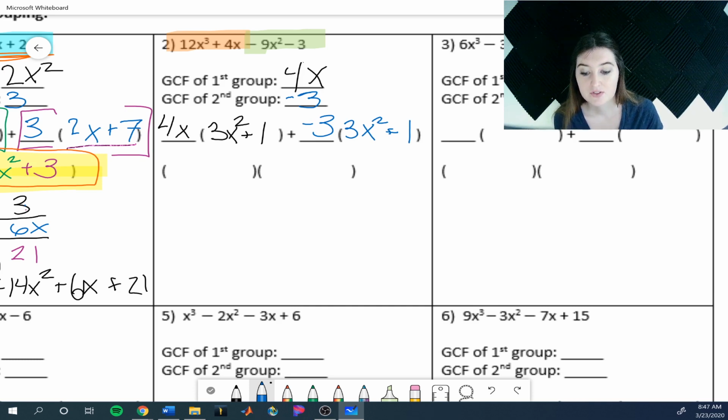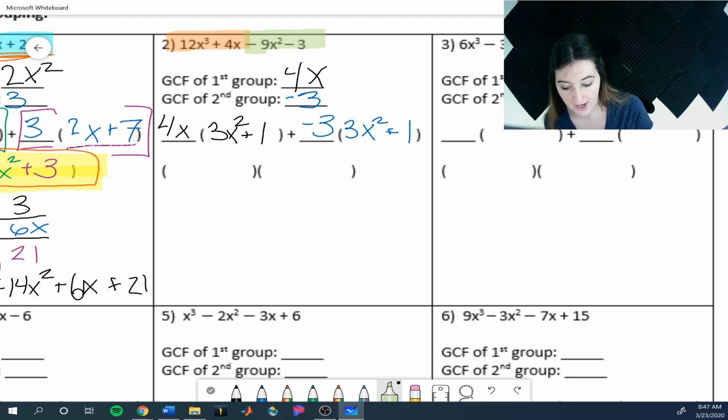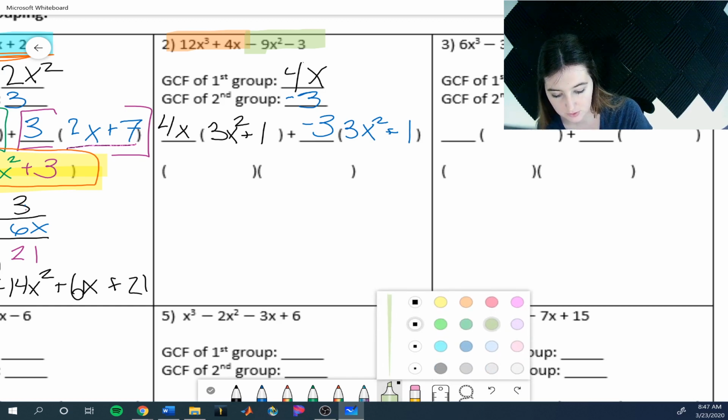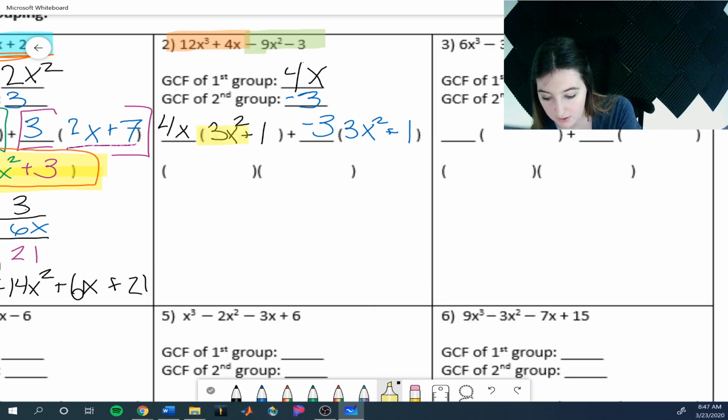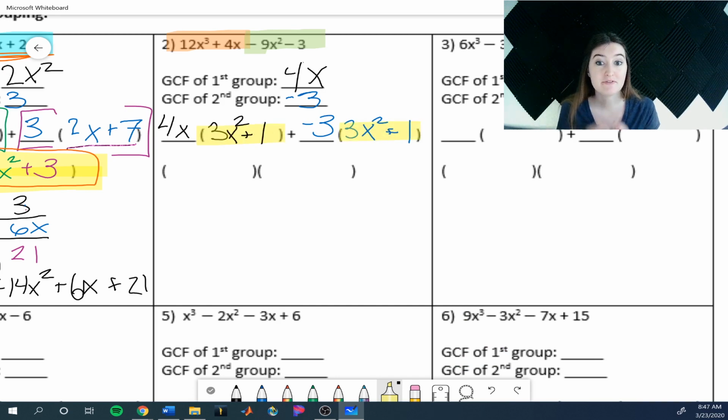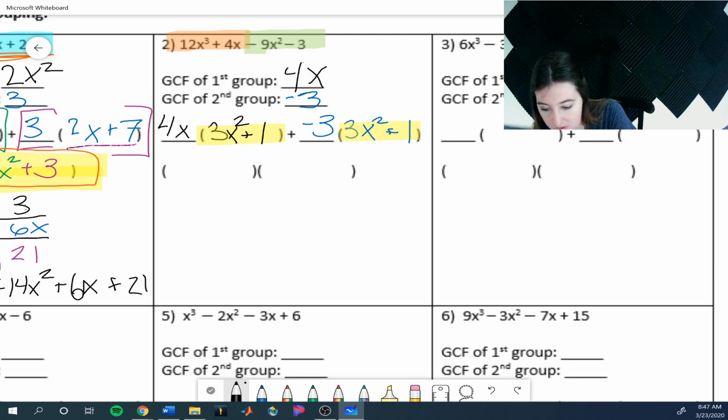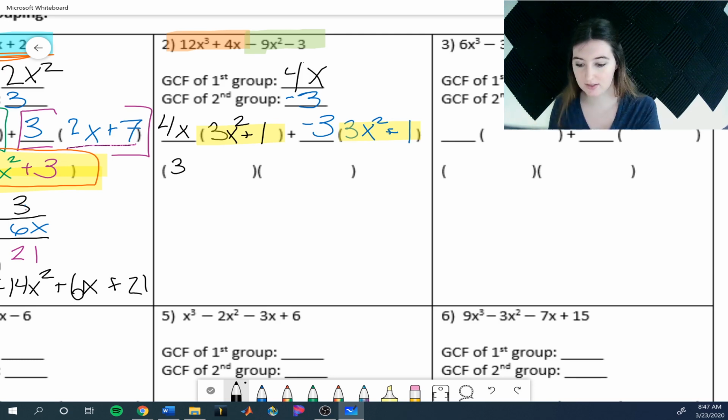Okay, so now if we look, we have our two factors that are the same. So now I'm going to be factoring out my 3x squared plus 1. So that means 3x squared plus 1 is going to come out front here.